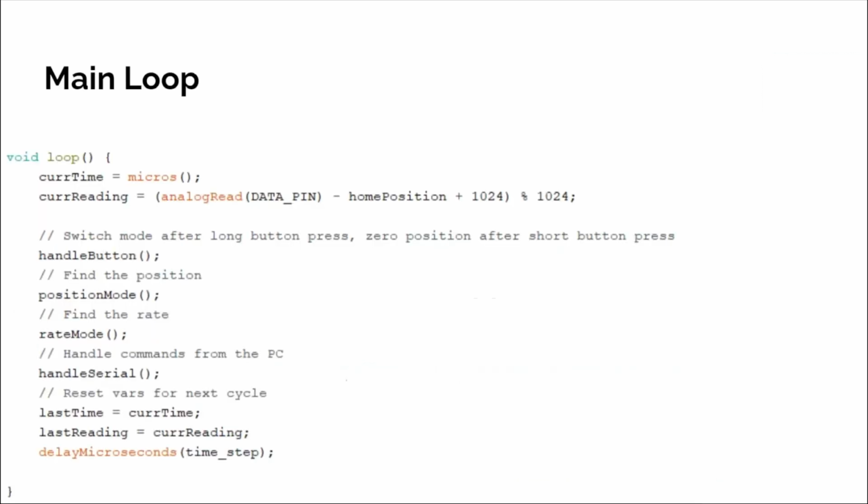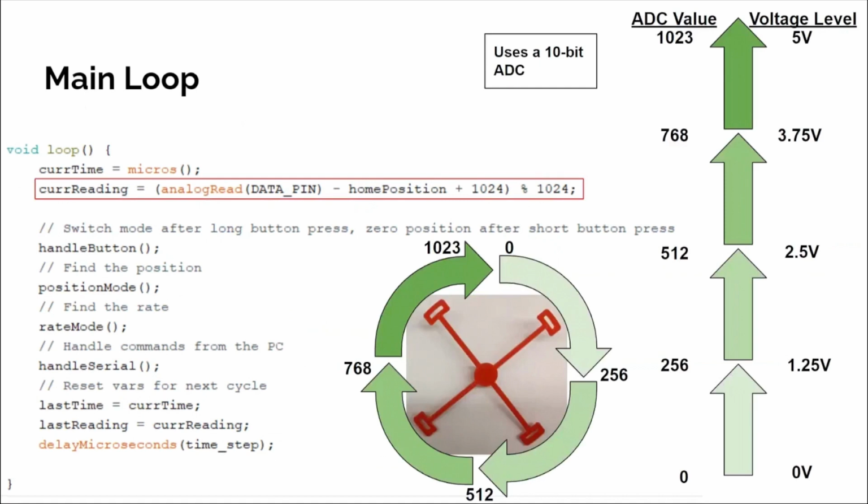This is the loop that will be cycled through for the rest of the Arduino's operation. The first thing we do is grab the current time in microseconds, and then we take a current reading on the position of the quadcopter. The position of the quadcopter is going to be represented by a voltage level coming back from the encoder between 0 volts and 5 volts. This is sampled through a 10-bit ADC on board the Nano, and will return a value between 0 and 1023 based on the voltage level it receives.